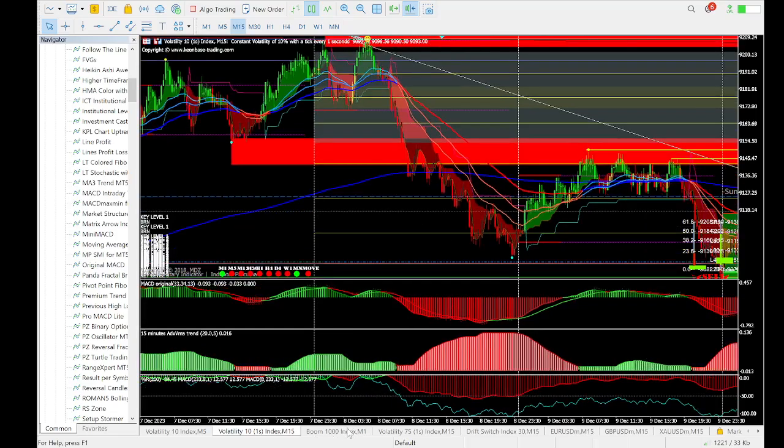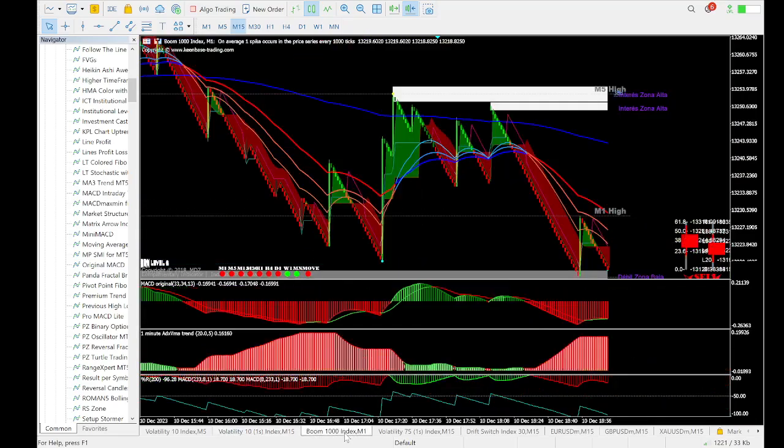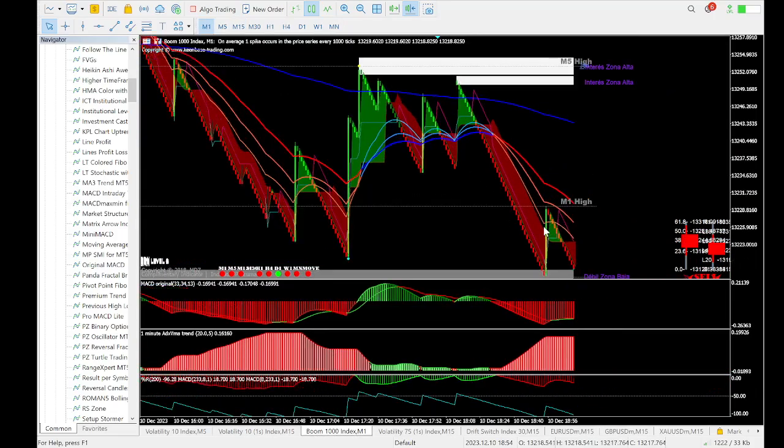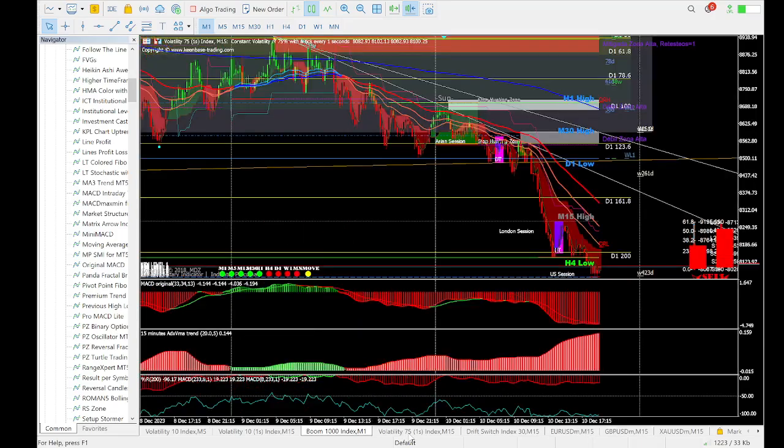It's also good for boom and crash. So here it is for boom and crash. So if you are the type that loves to trade boom and crash, it's very good. And this is also 75 indices. So, and every other indicator, let me quickly go to forex pairs like that.